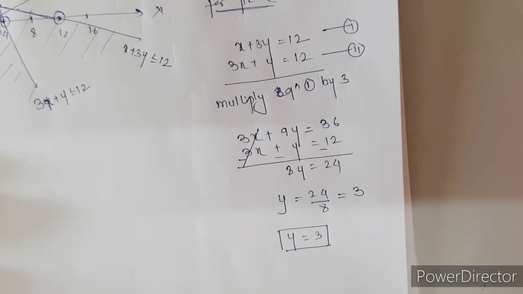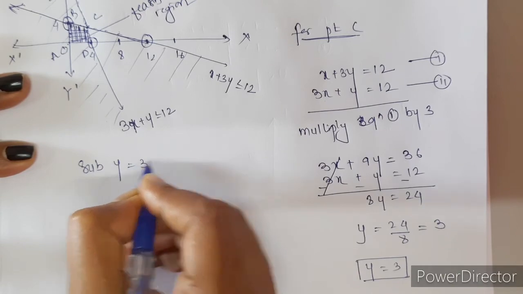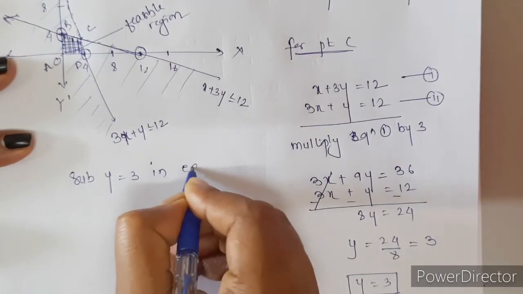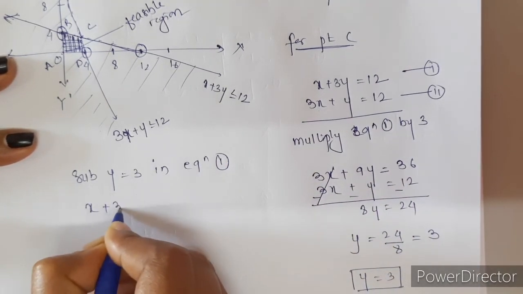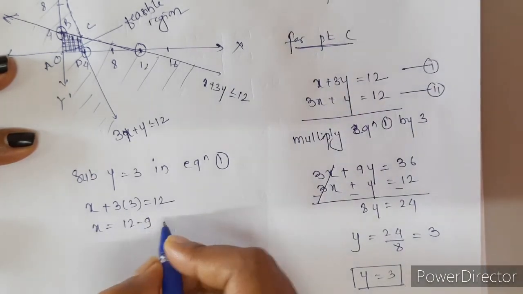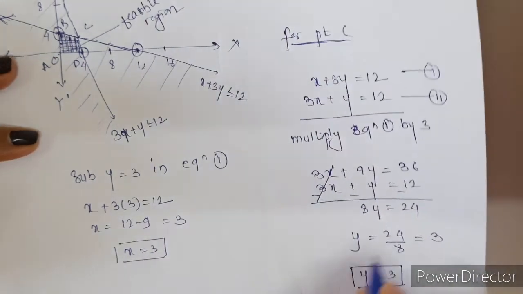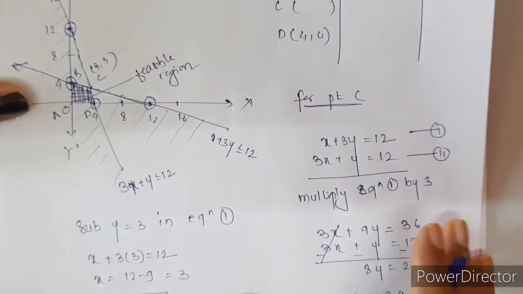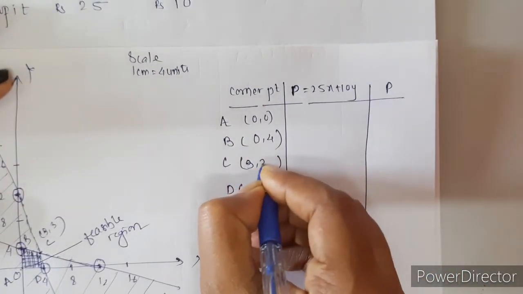Now substitute y and get the value of x. So substitute y equals 3 in any one equation. I am substituting it in equation 1. Okay. So it will be x plus 3 into 3 equals 12. So x is 12 minus 9, which is equal to 3. So the value of x is also 3, y is also 3. So this coordinate is 3, 3. Okay. So C is 3, 3.